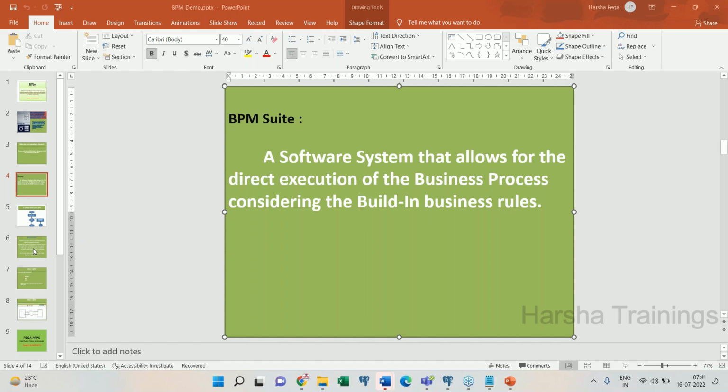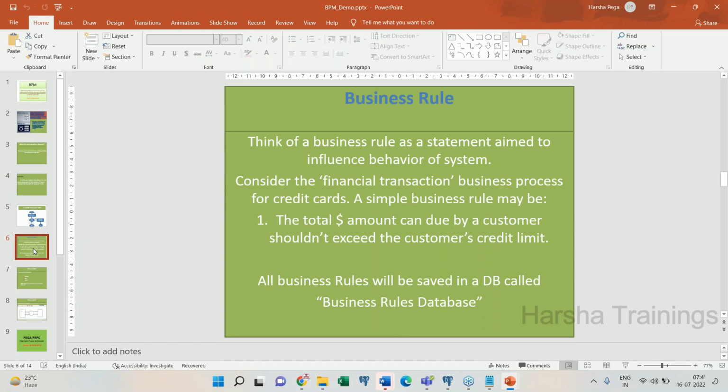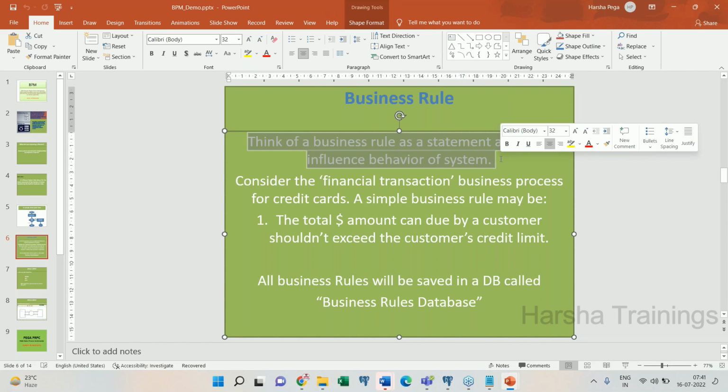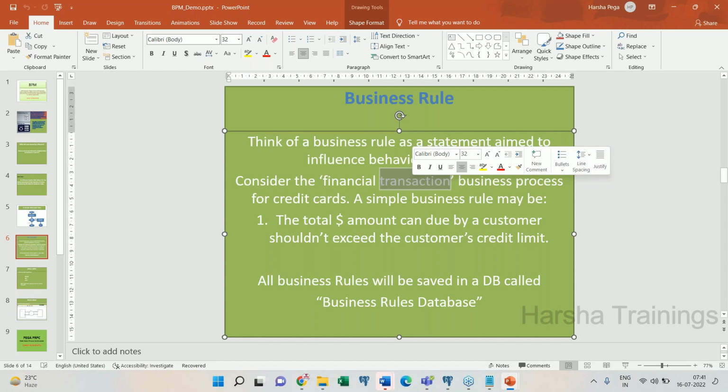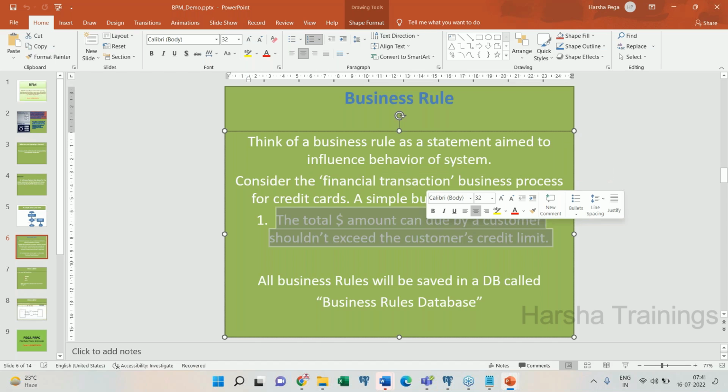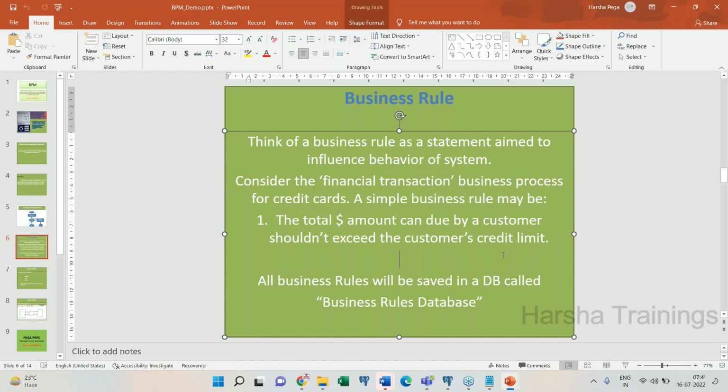I'll tell you another example. Let's consider the financial transaction business process for credit cards. Think of a business rule as a statement aimed to influence the behavior of the system. A business rule in a system is going to control the behavior of the system. That is what I told you. Consider the financial transaction business process for credit cards. A simple business rule may be that the total amount due by a customer should not exceed the customer's credit limit.